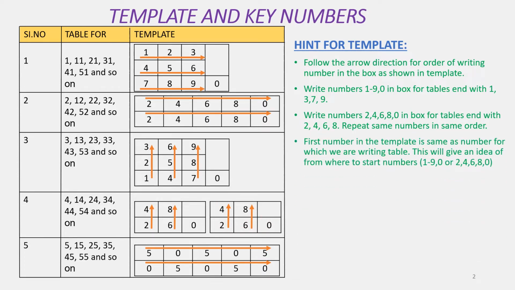If we look very closely, the first number in the template will be the same number for which we are writing the table. For example, if we are writing the template for n with 1, the first number in the box will be 1. Similarly, in the template of n with 4, the first number in the box will be 4. This will give an idea of where to start the numbers.